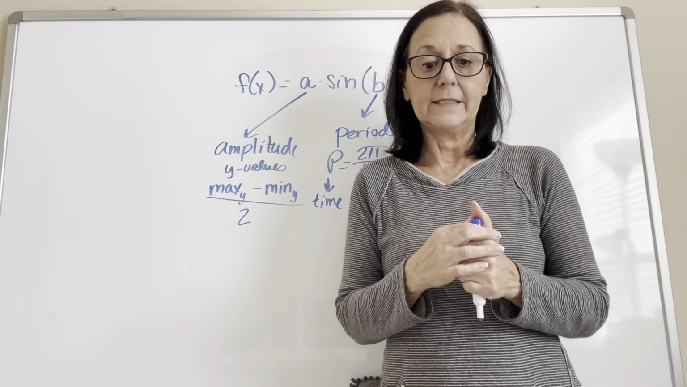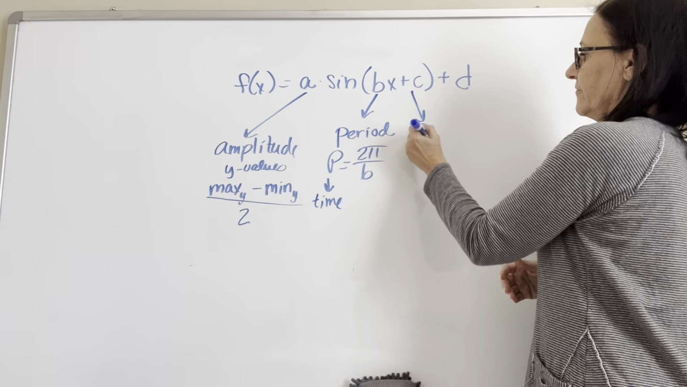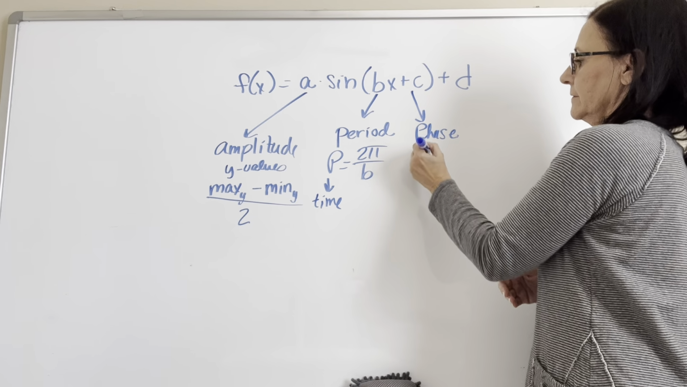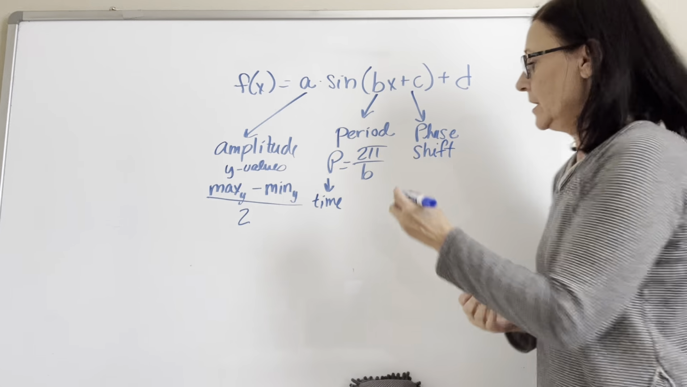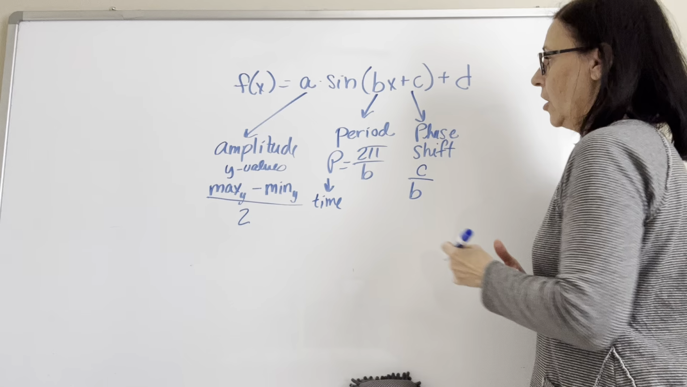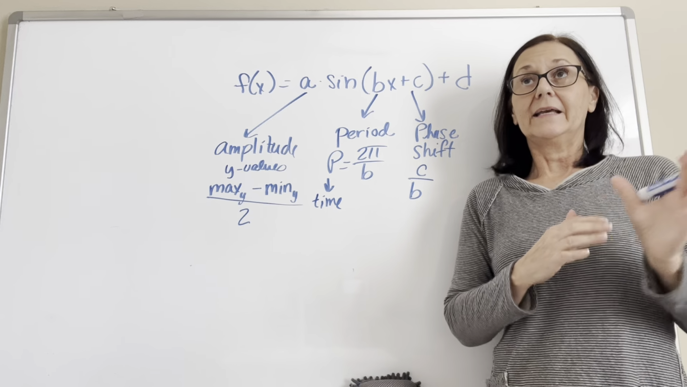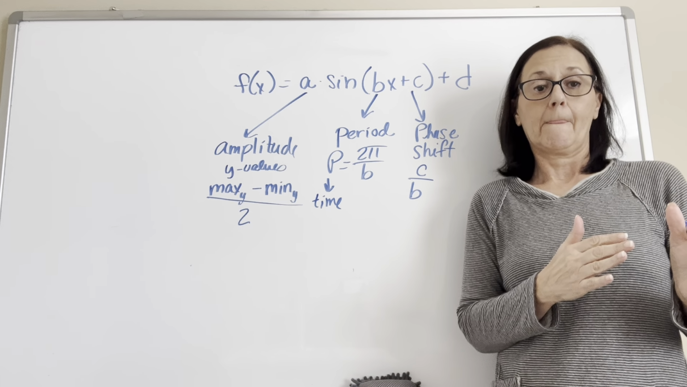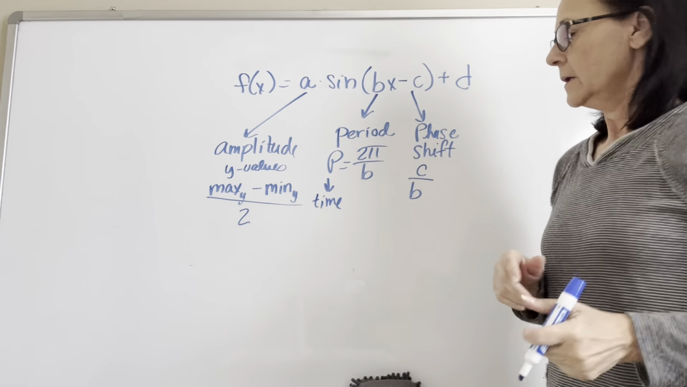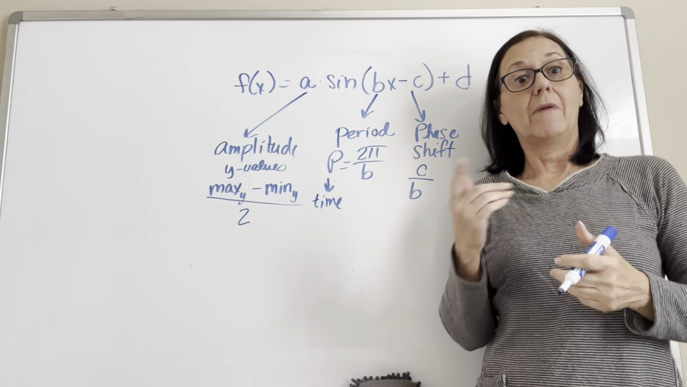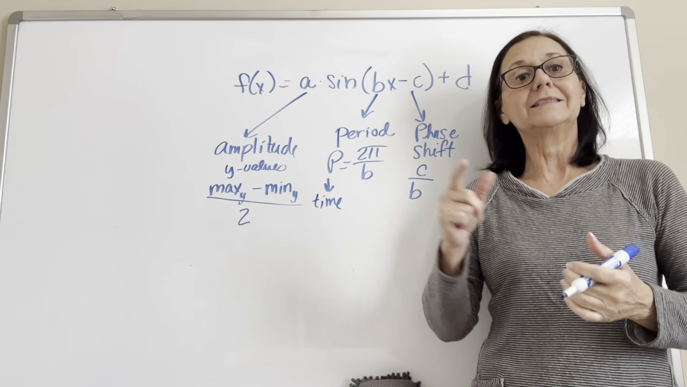All right, what does the c value tell us? The c value is our phase shift. That moves it left or right. But remember, we have to factor the b out. So the phase shift is literally c over b. You have to factor that b value out, and that is a shift left or right. I should have put a minus here, right? Because that's the standard equation. If it's minus a c value, then it's to the right. If it's plus, it's to the left.